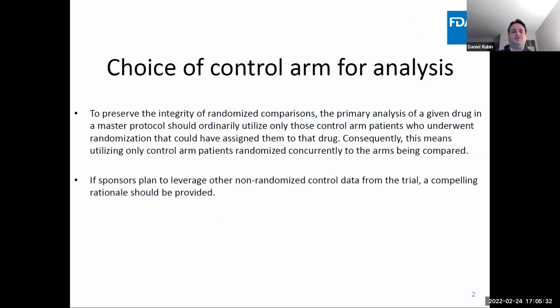Ordinarily, our recommendation is that the primary analysis should restrict to a fully concurrently randomized comparison. However, if sponsors plan to leverage non-concurrent control data, then we think that a compelling rationale can and should be provided.